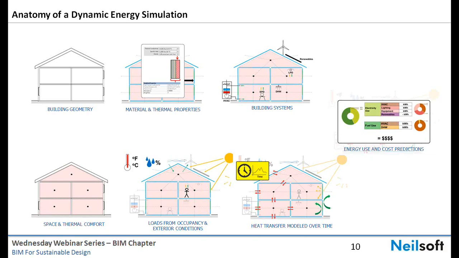Loads from occupancy and exterior conditions. So far, we have built up a model that represents the building spaces, surfaces, and systems. As you see, we have created the building geometry, and the materials we have embedded in the model. Then the other half of the simulation is the dynamic load on the building based on the building program assumptions.